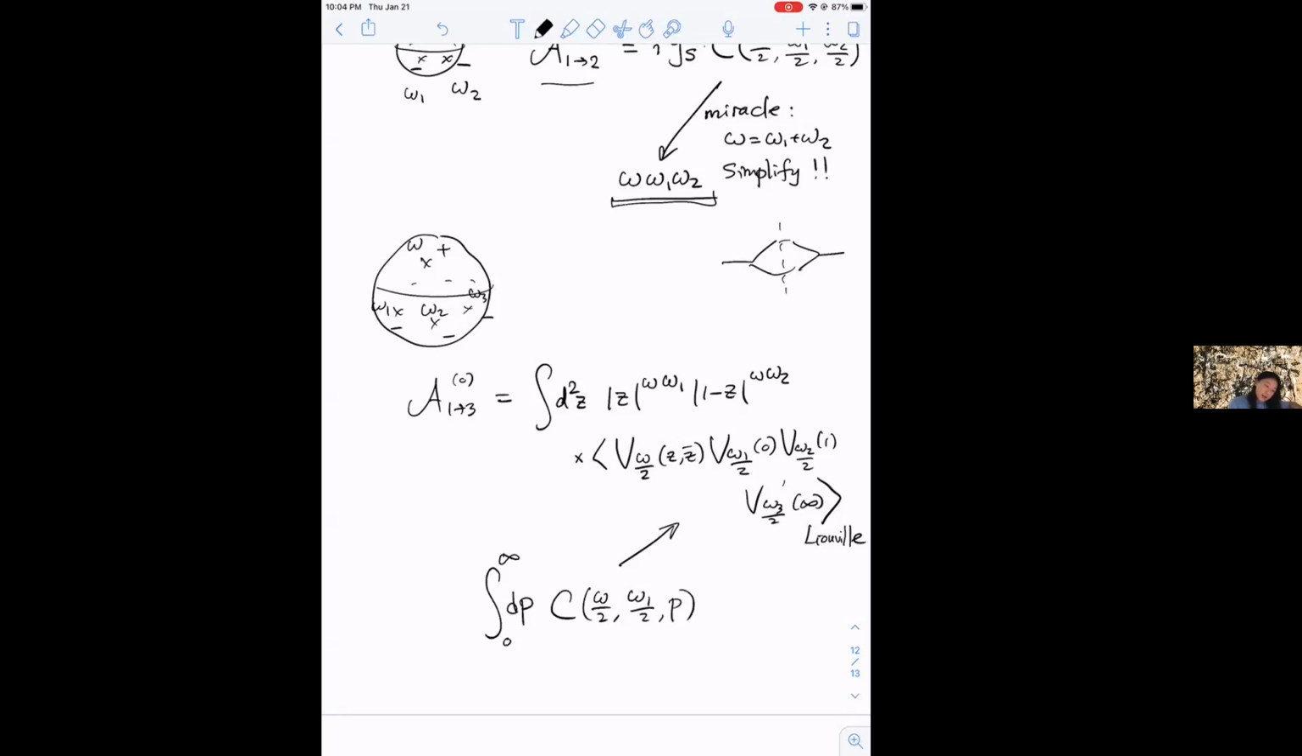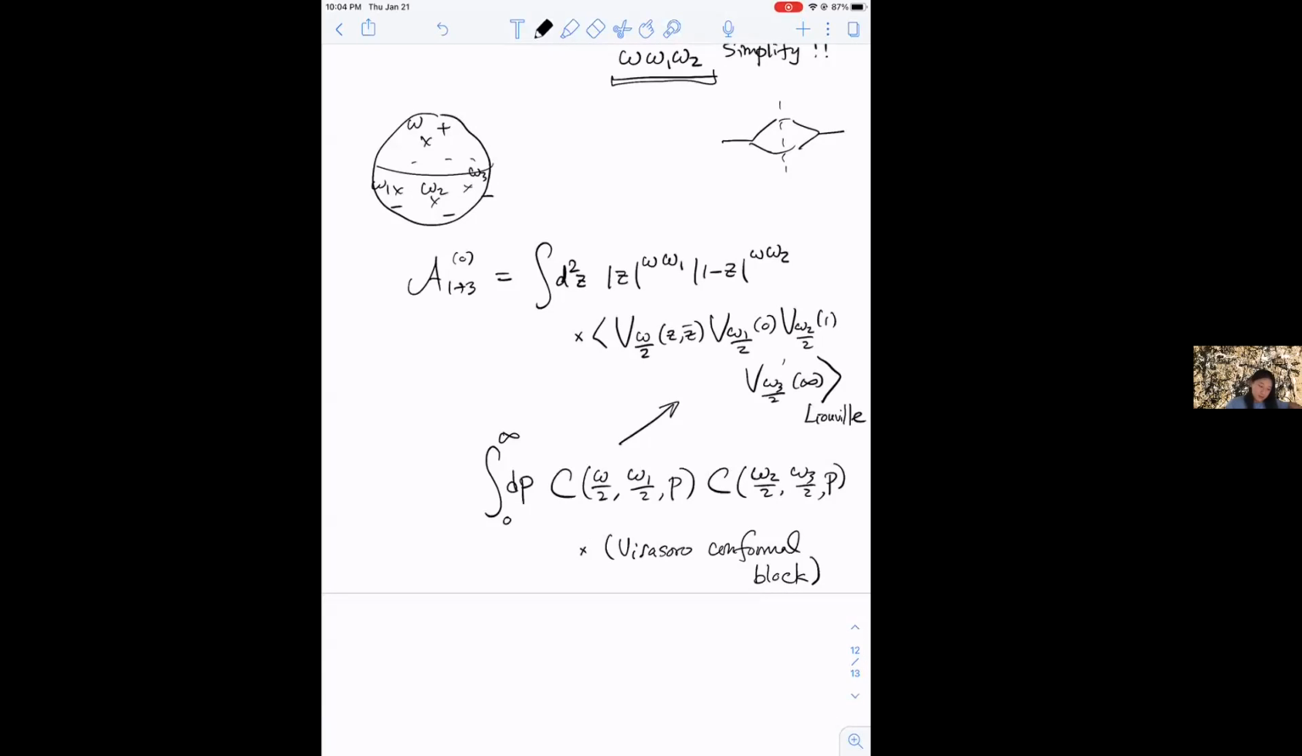say in one of the channels, let's say the z equal to 0 channel, C omega 2, omega 3 over 2, p, times the Virasoro conformal block, which is just labeled by the weights of the internal Liouville primary and the external Liouville vertex operators. I guess in the picture we usually draw it like this. So here we've got this V 1 over 2. So we're looking at this channel.